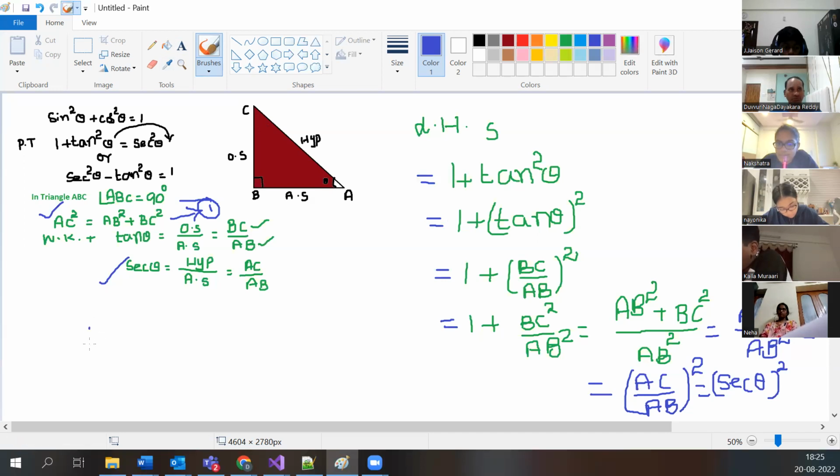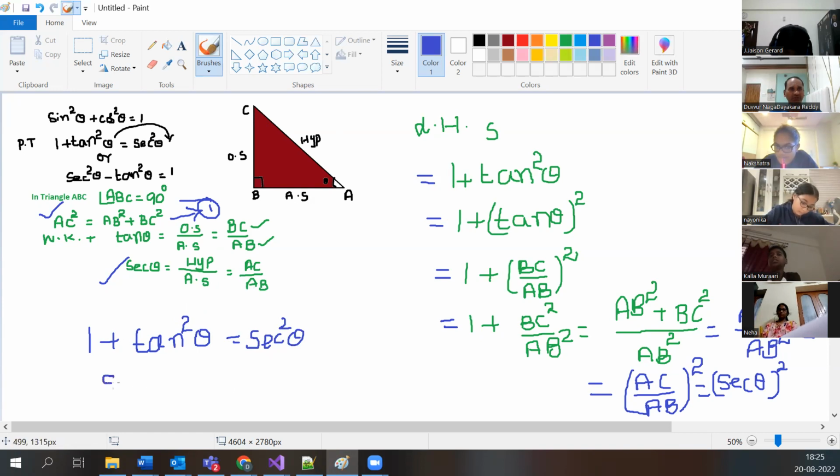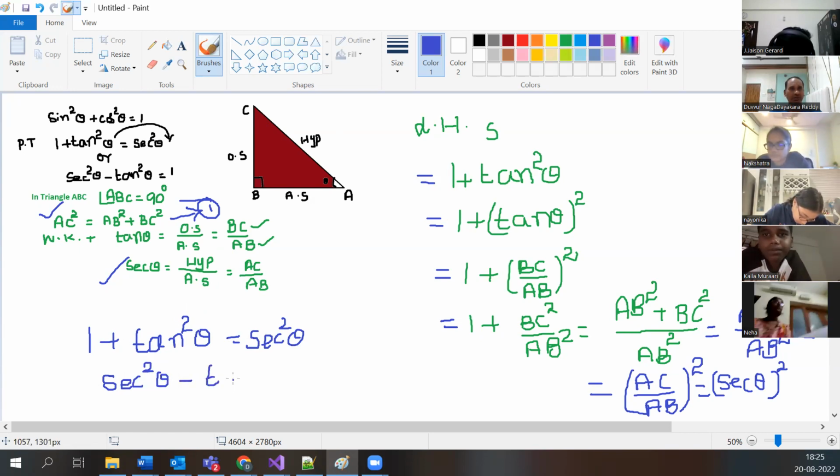What we proved just now: 1 plus tan square theta equal to secant square theta, right? We just proved 1 plus tan square theta equal to secant square theta. Now, how can we write this another way? Tan square theta comes to this side. What will it become? Secant square theta minus tan square theta equal to 1. Please copy this also.